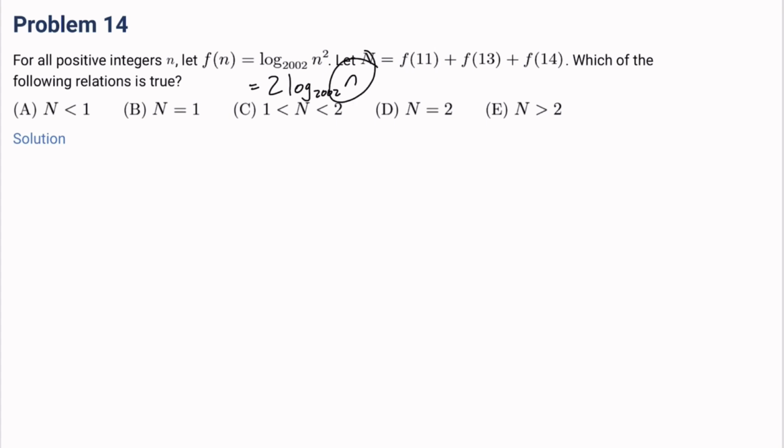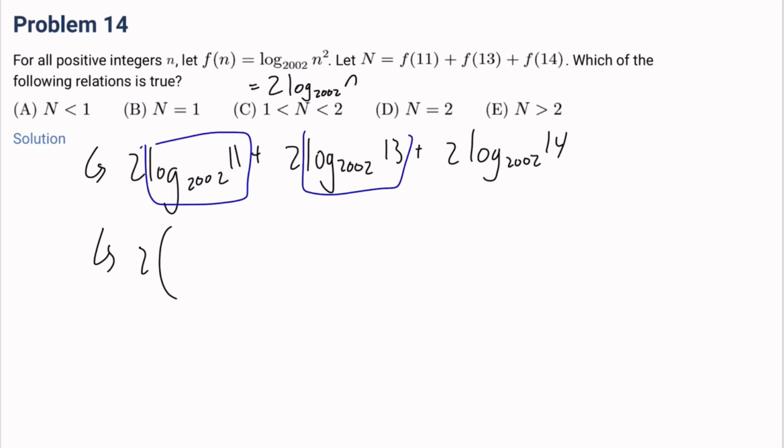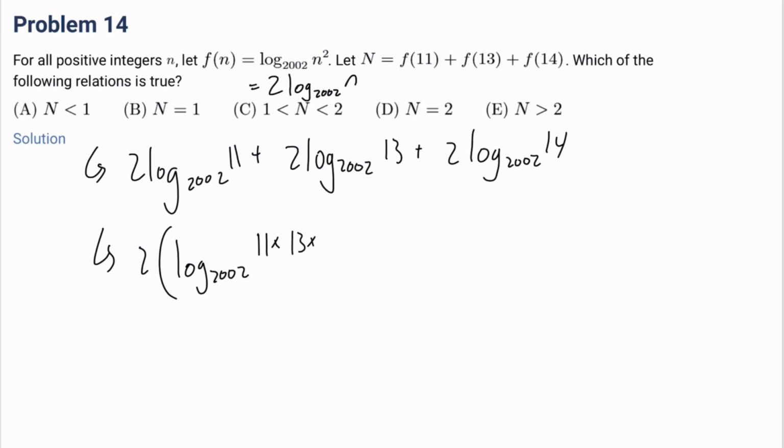then we can just plug them into here, and so we get 2 log base 2002 of 11 plus 2 log base 2002 of 13 plus 2 log base 2002 of 14, right? And then if we get all the 2's together, we get 2 times log base 2002 of 11, this value plus this value plus this value, right? And that just becomes log base 2002 of 11 times 13 times 14, right?